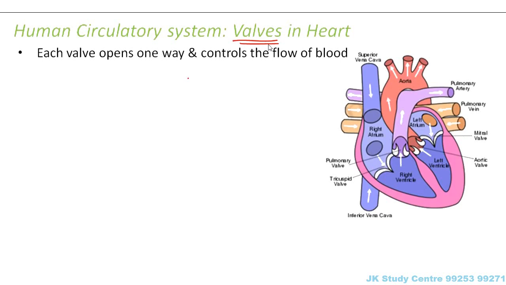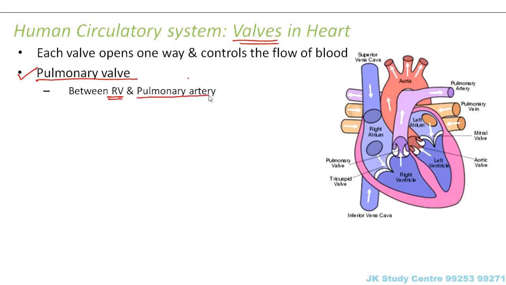So the valves will open and close, and their opening and closing will actually allow the blood to flow. So what are the four valves which are present? The first one is the pulmonary valve. The name pulmonary valve came from the pulmonary artery. So it is present between the right ventricle and the pulmonary artery.